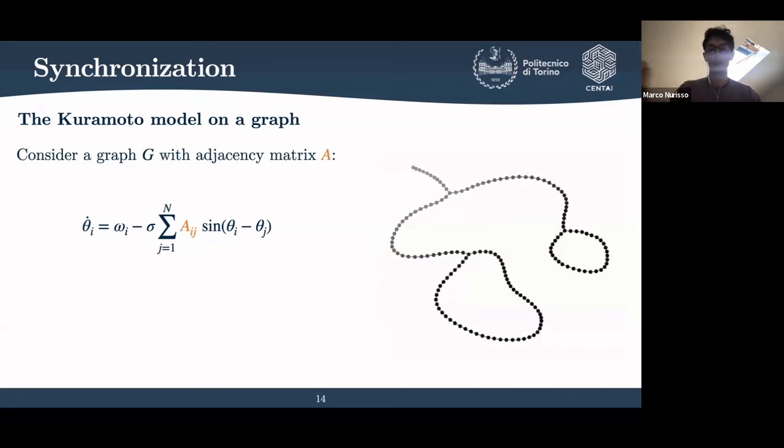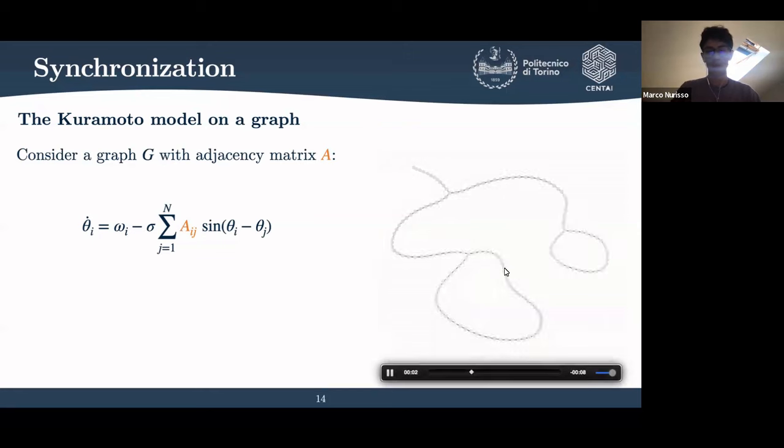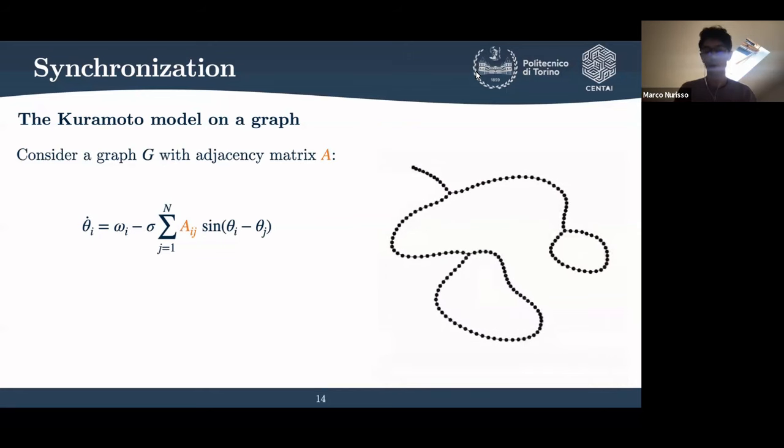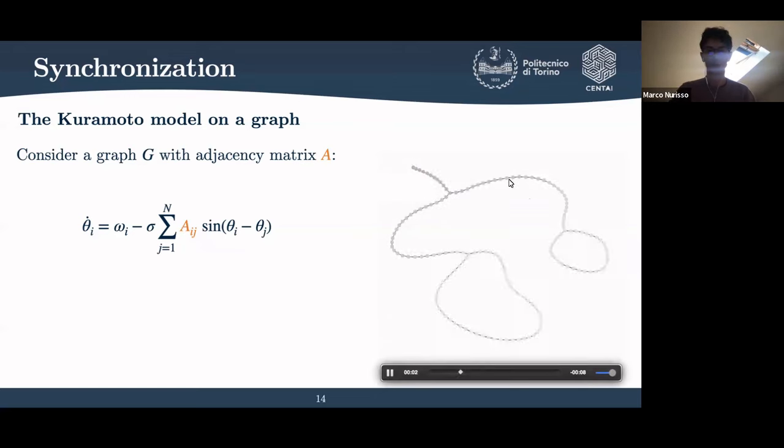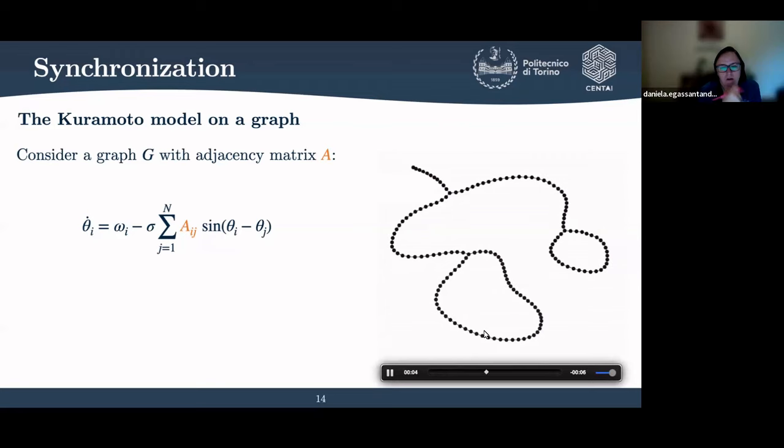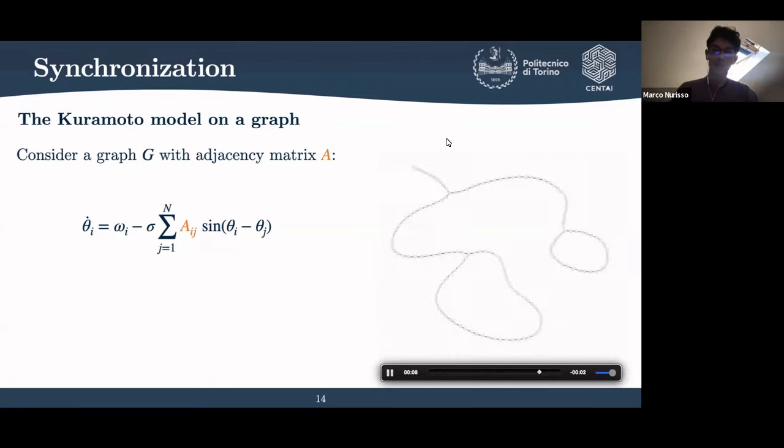If you simulate these dynamics on a graph, like in this example on the right, you see that under some conditions you get mostly the same behavior. You start from oscillators with different phases and different frequencies, and if the graph is connected, you get spontaneous synchronization of their frequency. And the graph here is the graph of the neighbors.